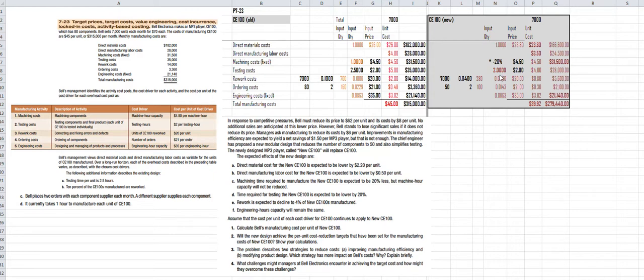Looking at testing costs, we can see that the increase in the efficiency of our testing costs, or the redesign of our testing costs, reduced it from 2.5 hours down to 2 hours. In terms of rework costs, because we drove down our defect rate from 10% to 4%, we can see the impact that that has. In terms of ordering costs, because we reduced the number of components via redesign from 80 components to 50 components, we can see the impact that that has on our ordering costs. And down here with engineering costs, following the same logic we had with machine costs, that is unaffected.